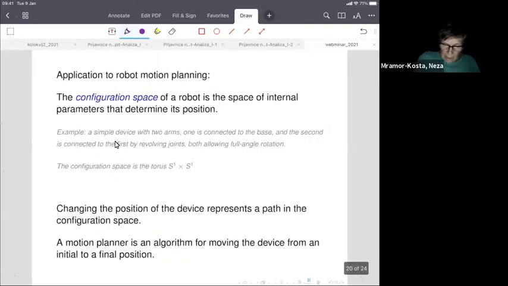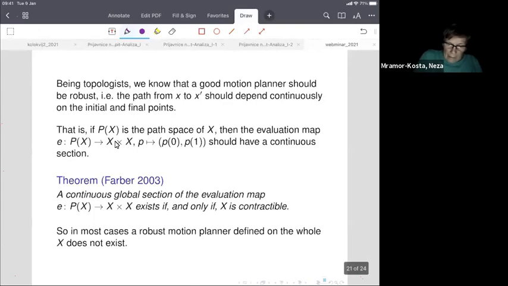Okay, here we are. If X is the configuration space, then a motion planner is an algorithm which moves the device from an initial position to a final position. And how do we represent this? We have an algorithm which takes any pair X, X prime and associates to it a path in the path space P of X, such that its beginning is going to be X and its ending point is going to be X prime.